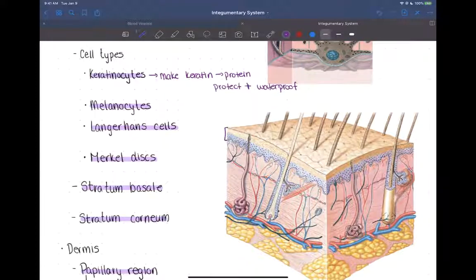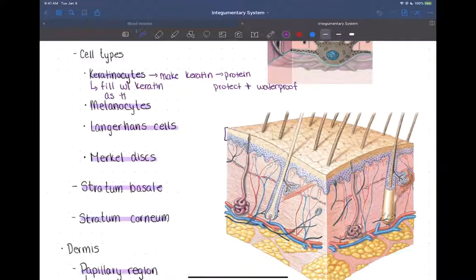And so as those cells move towards the surface of the epidermis, they're going to be more and more filled with keratin until they're on that top keratinized layer where they're just essentially plasma membrane filled with keratin. Okay, so they fill with keratin as they move up.